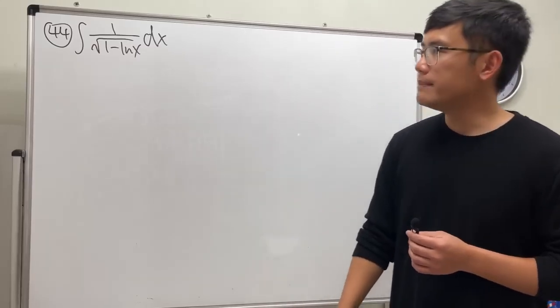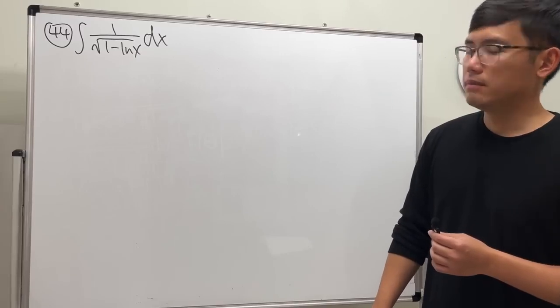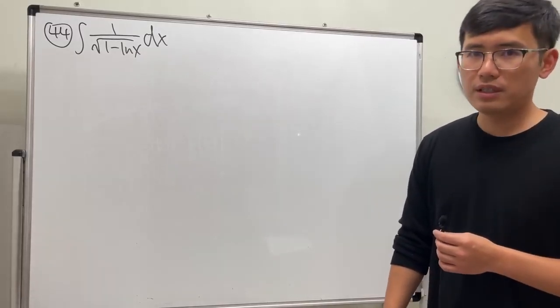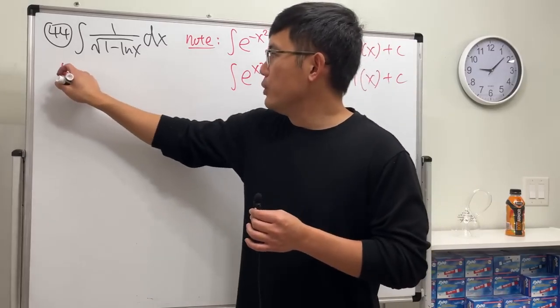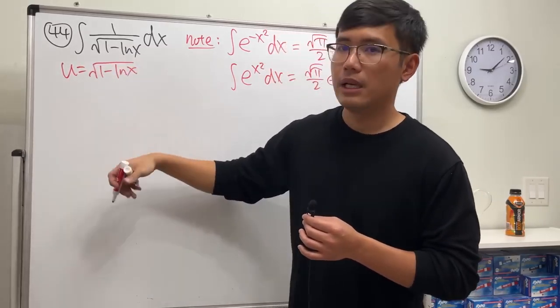So for this one, I'll also give you guys a hint. Let's do u to be square root of 1 minus ln x.